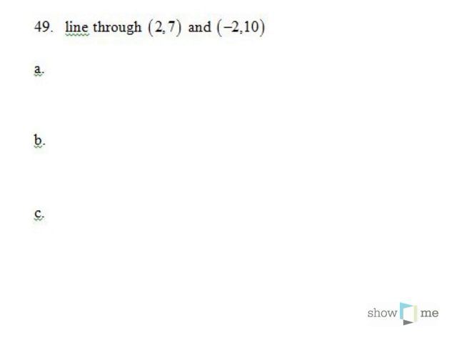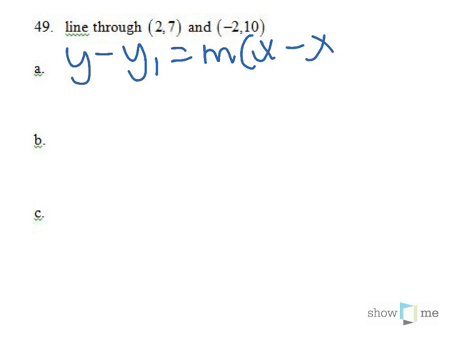Question 49a is asking us to come up with an equation in point-slope form from the 2 points given. So we know that point-slope form equals y minus y1 equals m, which is the slope, times x minus x1. So the first thing we have to do is find the value for m, which is the slope.